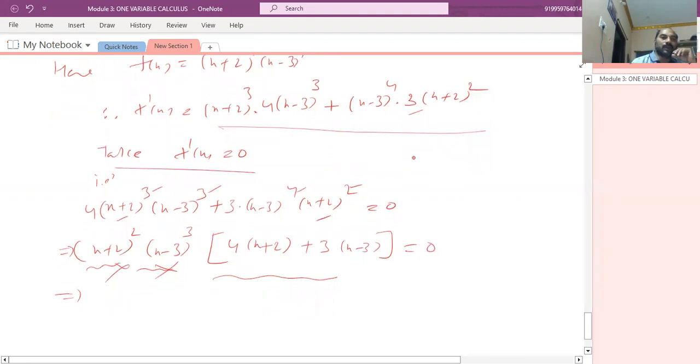The first factor is 0 when x equal to minus 2, but we take points between minus 2 and plus 3. Here also 3 is not included. Therefore, these two are not equal to 0 between the points minus 2 and plus 3. Therefore, this must be the only one that is 0. Let me simplify this expression: 4 times (x plus 2) plus 3 times (x minus 3) equal to 0.